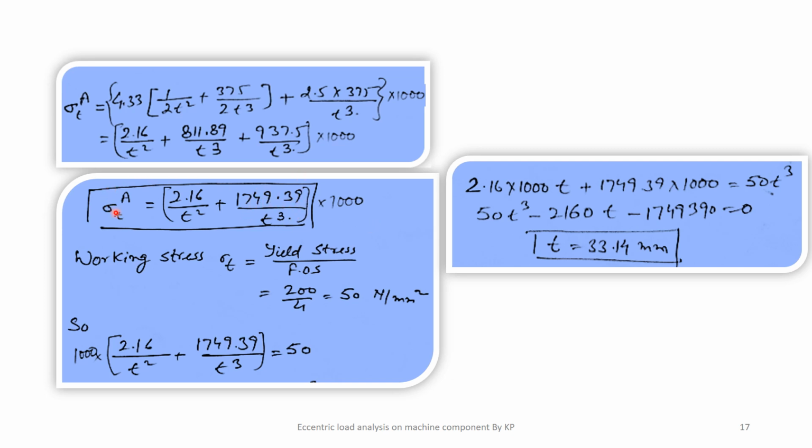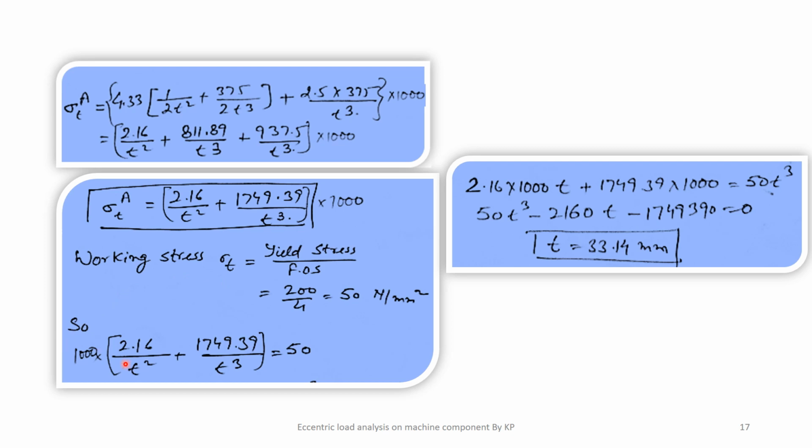We equate this value with the working stress. The working stress is equal to the yield stress in tension divided by the factor of safety. The yield stress in tension for the given material is 200 here, and the factor of safety is 4. So this comes out to be 50 megapascal. We equate this induced stress because of the loading with the working stress of the material. So we equate these two values here: 1000 into 2.16 divided by T square plus 1749.39 divided by T cube should be equal to 50.